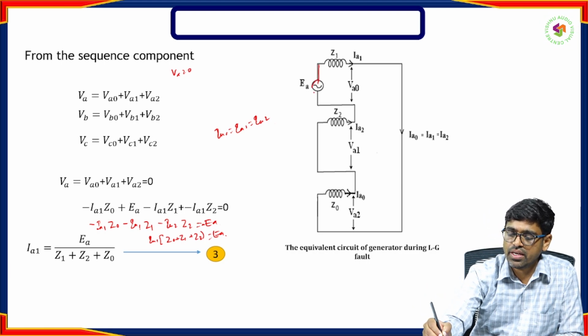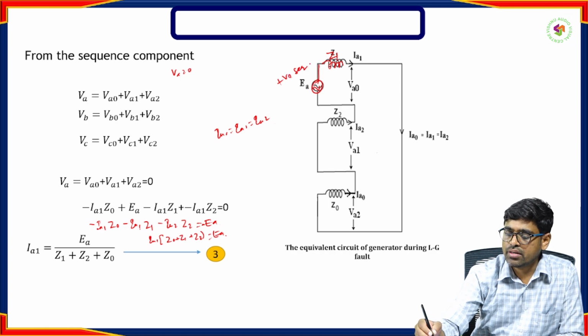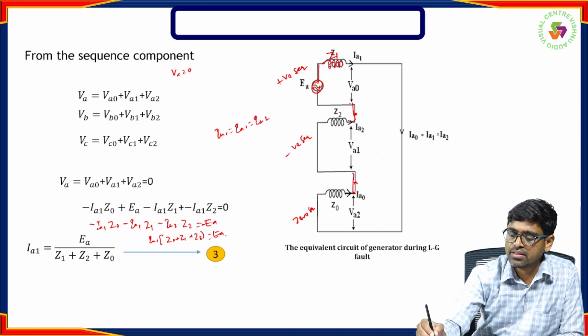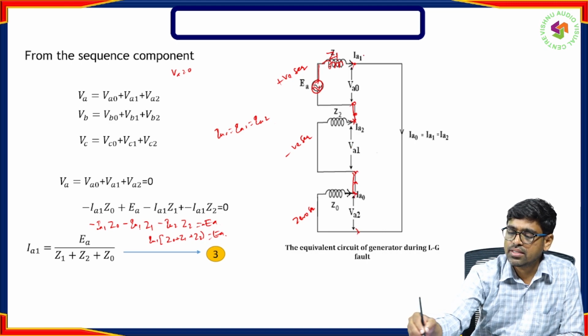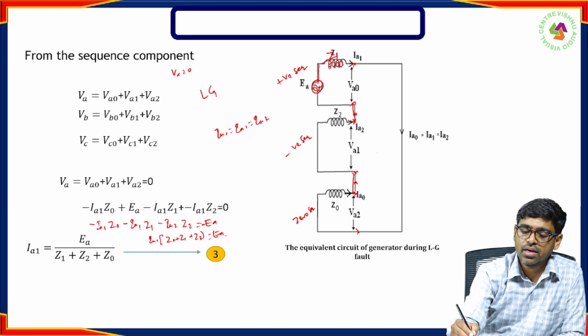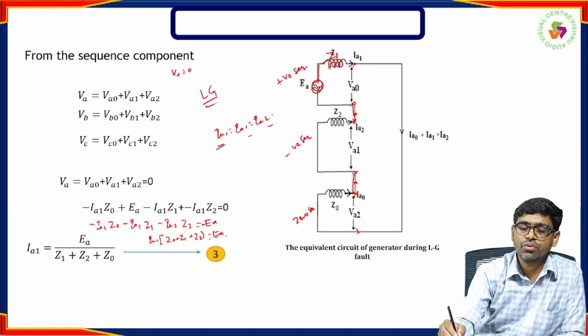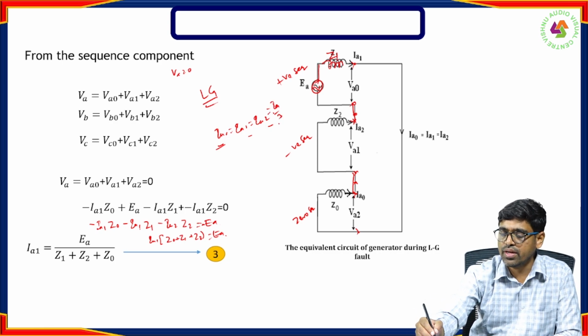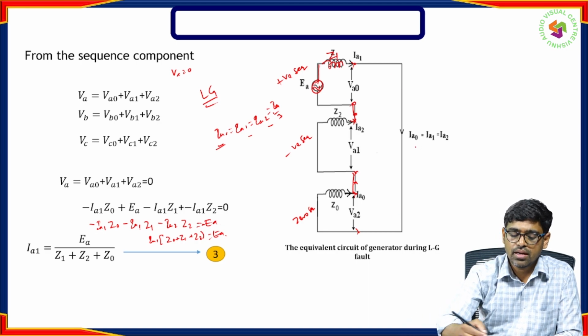This one is Ea and Z1, the positive sequence. This one is the negative sequence, and this one is the zero sequence. So now these three elements are connected in series. Why do we connect in series? Because during the LG fault, Ia0, Ia1, Ia2 each equal Ia by 3. All these currents are equal, and equal current means series, so we connect in series. Then we can calculate Ia0 or Ia1.